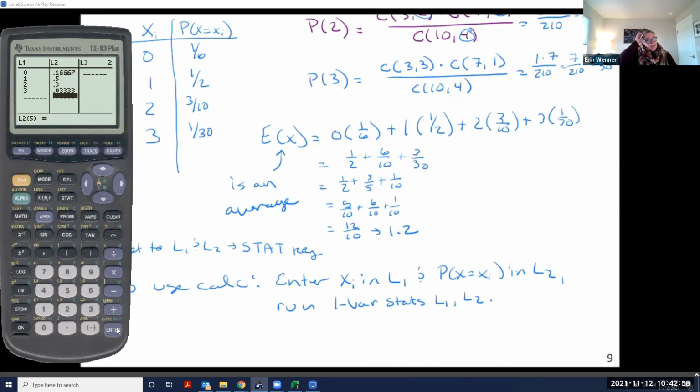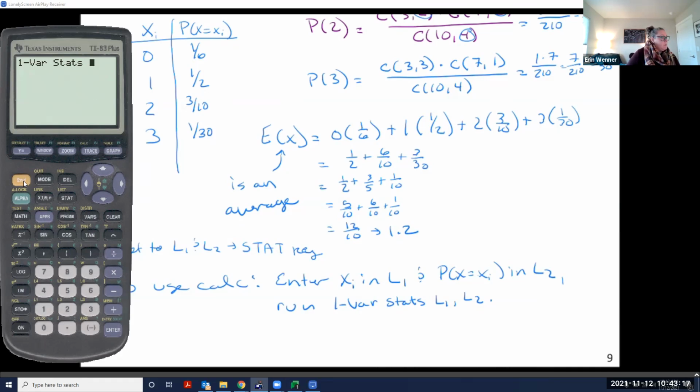So once you're done entering those, you're going to press second quit to get out of that. We're going to press the stat key again. We'll go over to calc. And then the first thing that comes up is 1-Var Stats. So we're going to press enter. And then we need to put in the L1, L2 part.